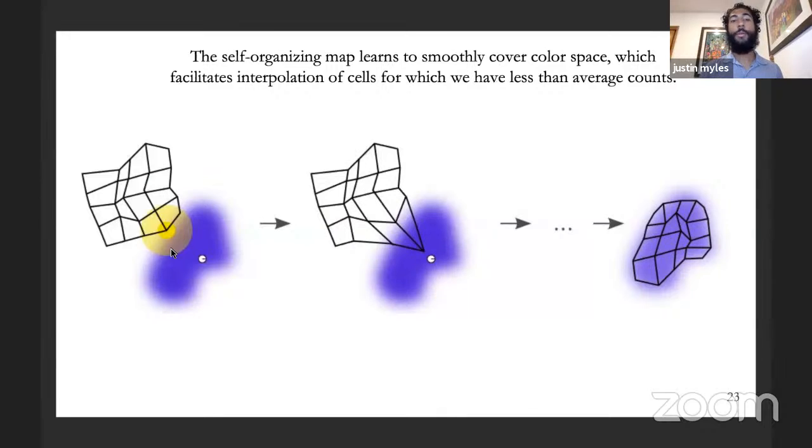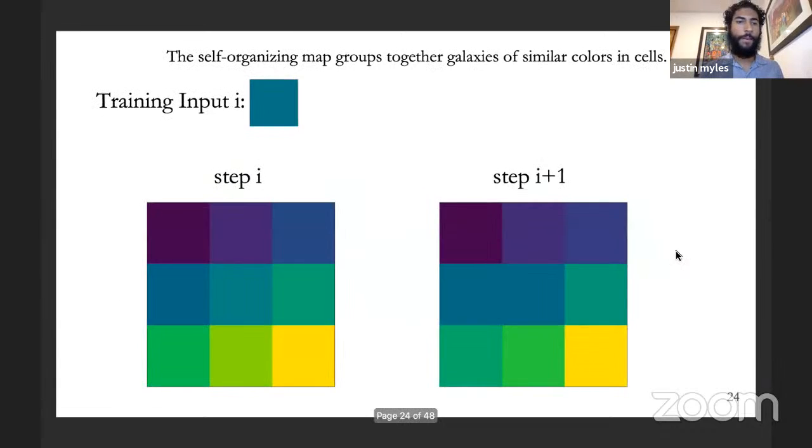Now I'll talk just a little bit about how the self-organizing map learns to smoothly cover color space. It starts out, on the left-hand side here, with random numbers representing each cell, and you pass it your catalog of galaxies as training input. And over time, it learns to map the color space. This is important because it facilitates interpolation of cells. If we had no counts in a cell, no galaxies assigned to a cell, we could still interpolate what part of color space it represents because it smoothly covers that color space. This is the iterative training algorithm that achieves that.